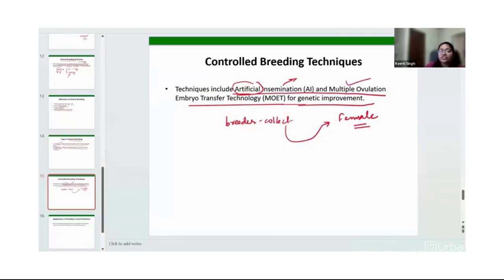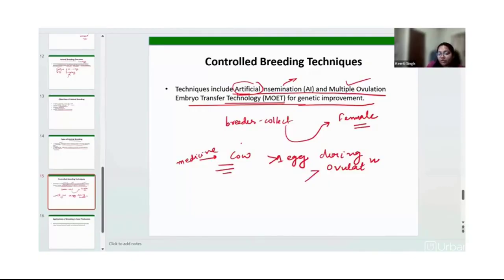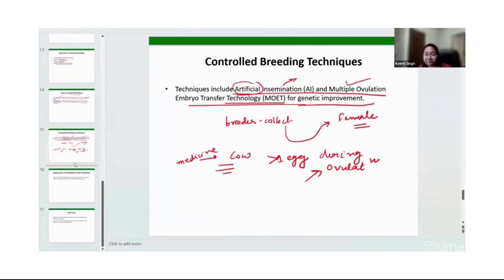And in the case of multiple ovulation embryo transfer technology, what will happen? The cow will be induced with some kind of medicines to produce more than one egg during ovulation, right? So that multiple eggs are formed, right? So these are some of the techniques. We will discuss it later, right?